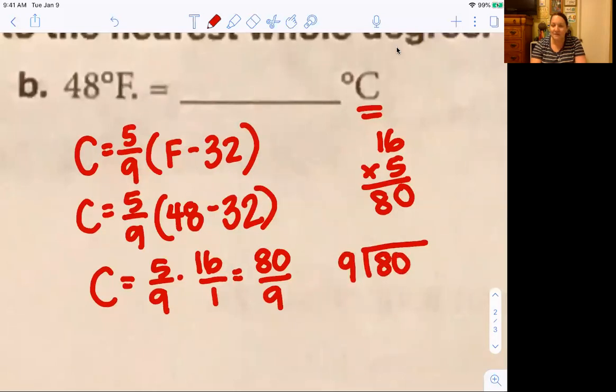Does it go in 9 times? Nope, that's a little bit too much. It goes in 8 times, 72. So I get 8 and 8/9.